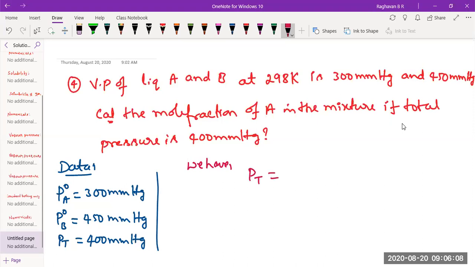In terms of any one component, right? So how do you go about it? This is P0B plus (P0A minus P0B) into X. Substitute and simplify.